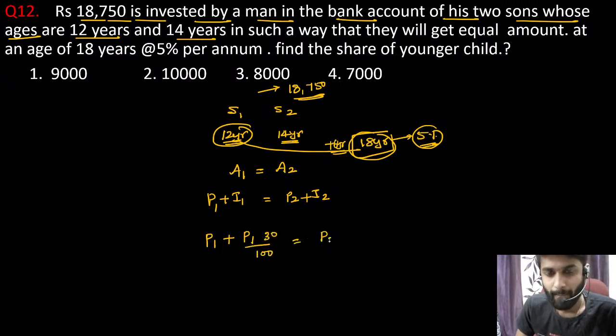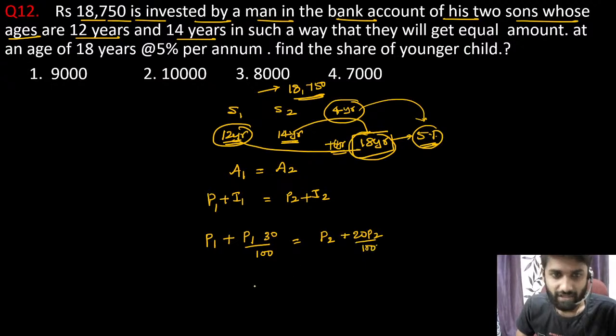Exactly equal to P2 plus, again, 14 becomes 18 years. The duration is again 4 years. 4 into 5, the value becomes 20 P2 by 100. Now see, the final value becomes 130 P1 exactly equal to 120 P2. Now see, 100 cancels. Then what is the final ratio?